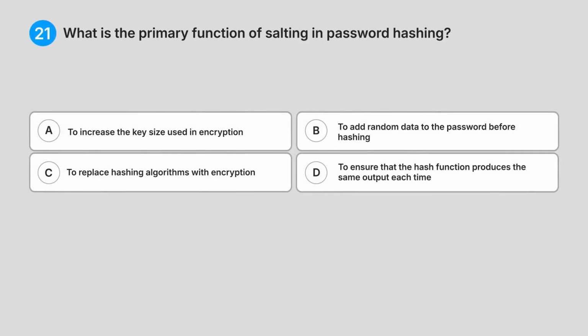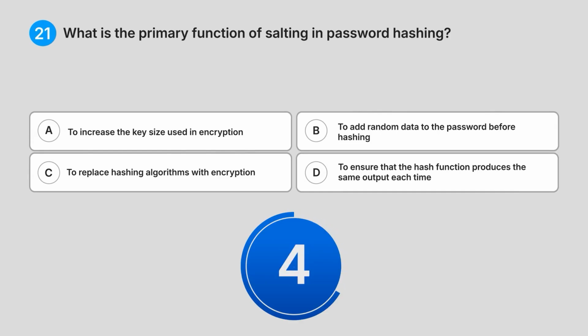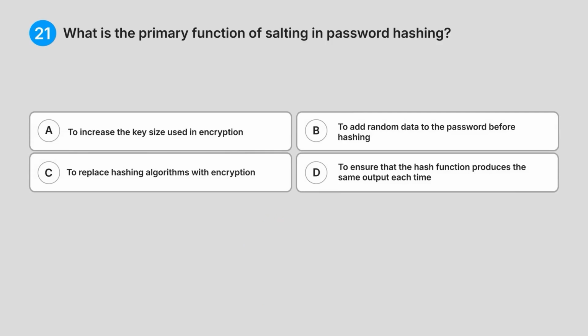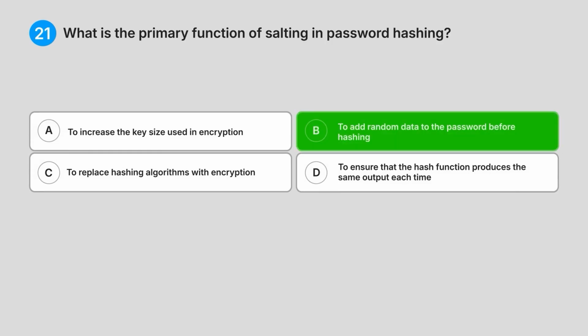21. What is the primary function of salting in password hashing? A. To increase the key size used in encryption. B. To add random data to the password before hashing. C. To replace hashing algorithms with encryption. D. To ensure that the hash function produces the same output each time. What do you think is the answer? Correct answer, B. To add random data to the password before hashing.